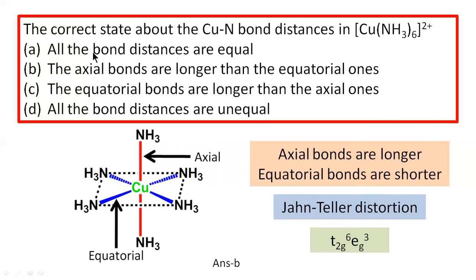So out of the 4 options, the option that all the bonds are equal is not correct. Axial bonds are longer than the equatorial ones. So answer B is the correct answer.